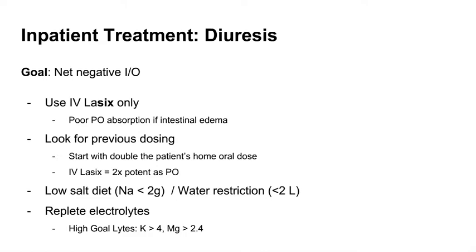If you give a dose of Lasix, you can count it to be in the system for about 6 hours. To figure out how to dose it, the easiest cheat is just to look for previous dosing. If they're on Lasix at home, you can start with double the patient's home oral dose, but IV Lasix is twice as potent as PO, and therefore you would actually start with the same IV dosage as their PO dosage.